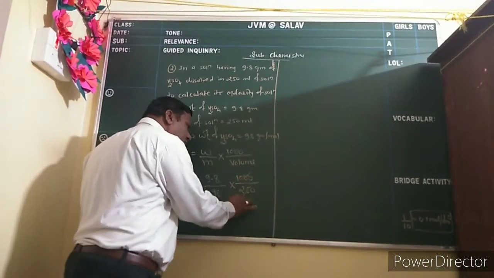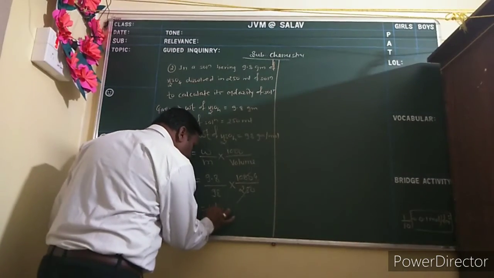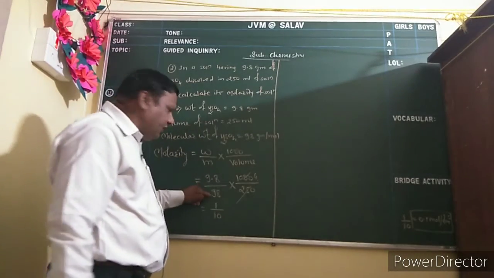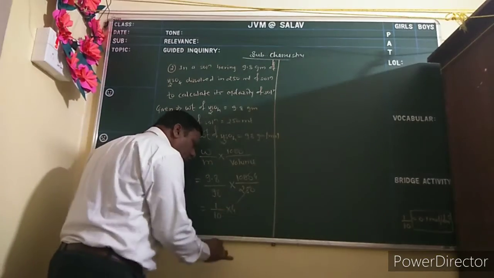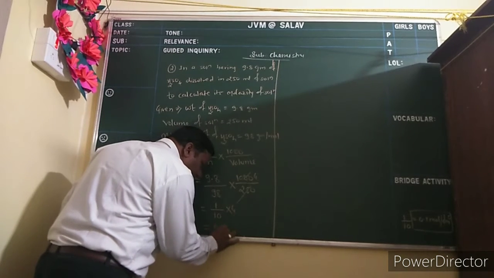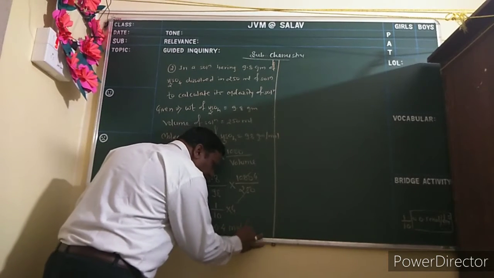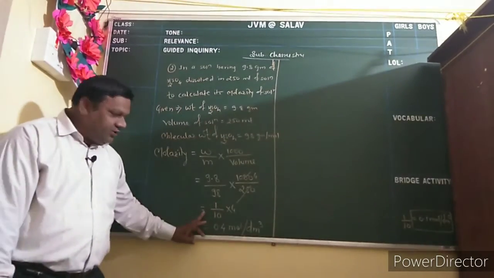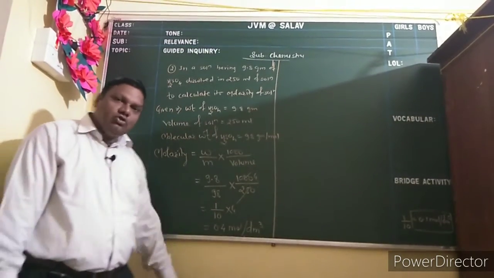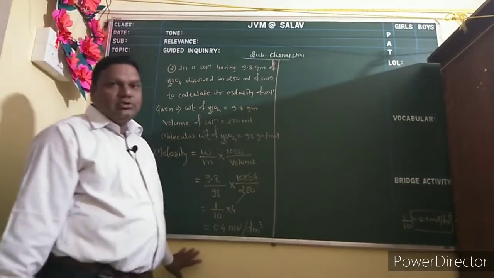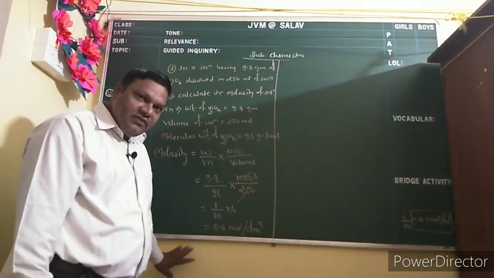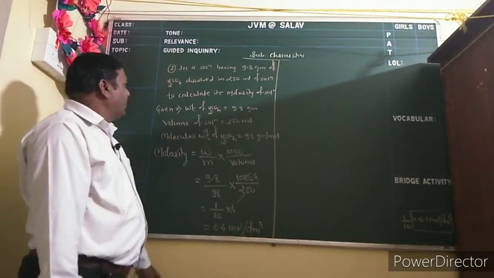So 9.8 upon 98 is 1 by 10, into 4. So what will be the value? 0.4 mole per dm cubes. You know how it is 0.4? 1 by 10 means 0.1, into 4 is equal to 0.4 mole per dm cubes. Is it clear? Any difficulty among that? Any difficulty? No. Okay.